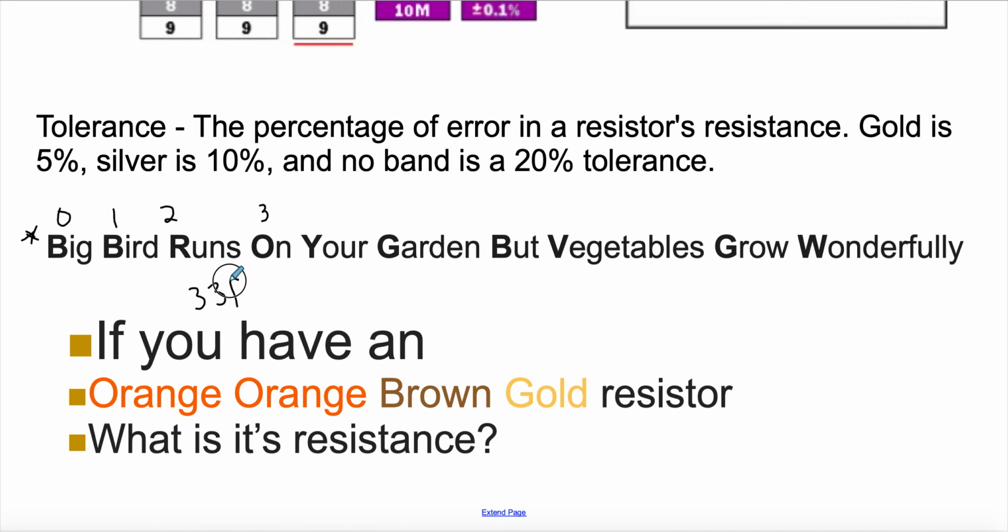However, this is a 4-band, so that doesn't follow the 1. We can kind of cheat a little bit here. Does anybody remember what the multiplier was for brown? The multiplier goes 1, 10, 100. So brown is times 10. So this would be 33, not times 1, it's times 10. So that is a 330 ohm resistor.